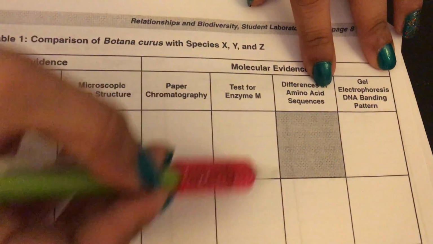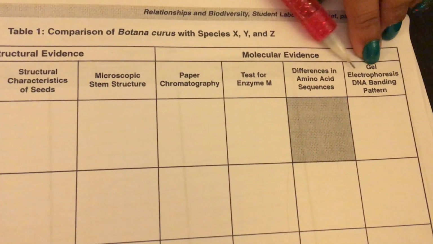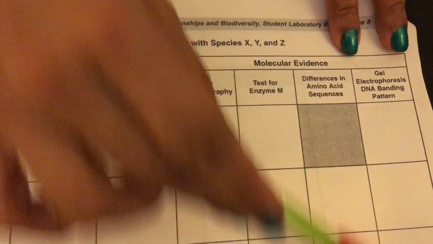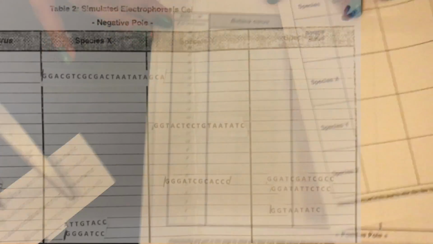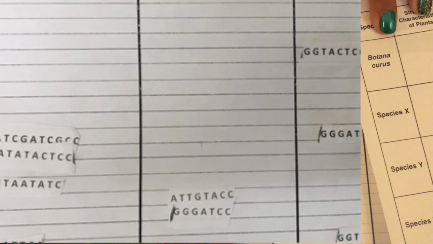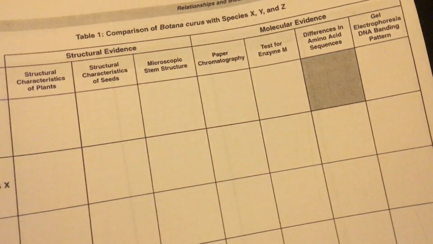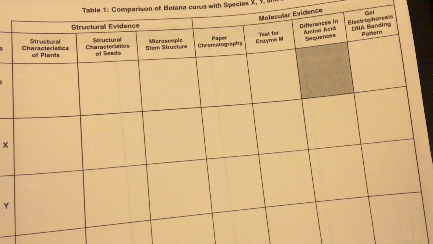We have skipped this column, we will do this at the end, but now I am able to do this gel electrophoresis comparison. A short way to fill out this table is simply to indicate what DNA segments I have for each. So for Botanicurus, I've had so far 5, and I had 11. So I will write 5, 11, and I will indicate which other species is closest to Botanicurus.